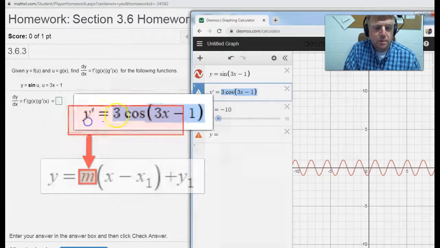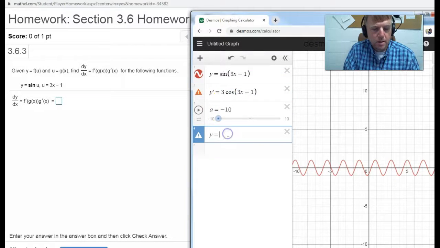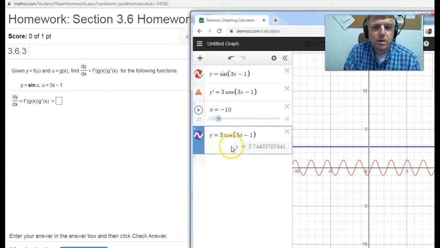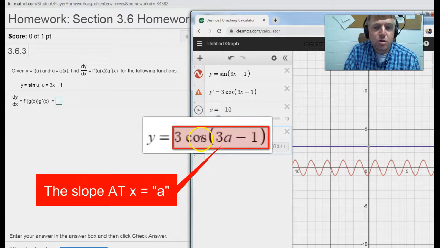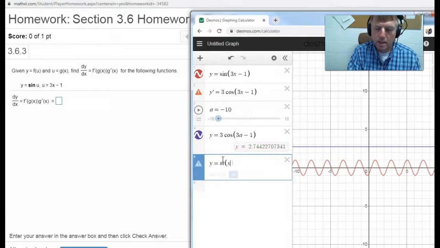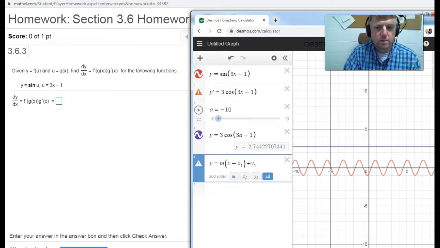So I'm going to grab this, but I'm just going to change the x to an a. Okay, now that's the slope. So again, all I'm doing here is y equals m times (x minus x1), where x1 is a point on the graph, plus y1. Right? This is the point slope form of a line. That's what you typically think of as the point slope form.